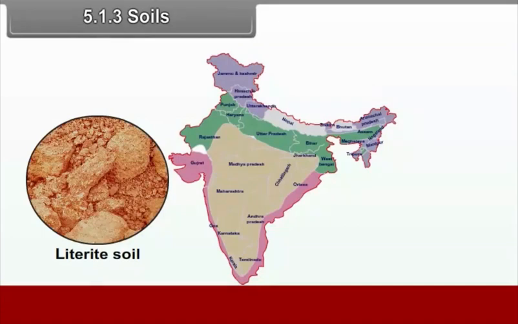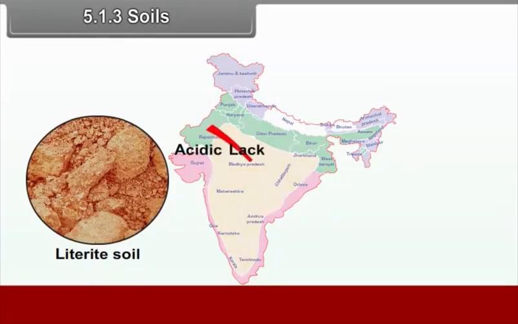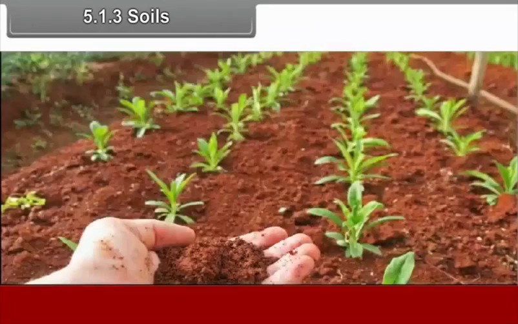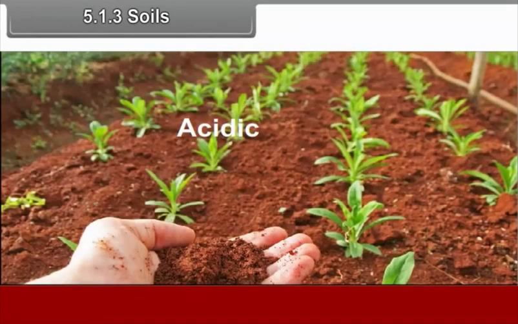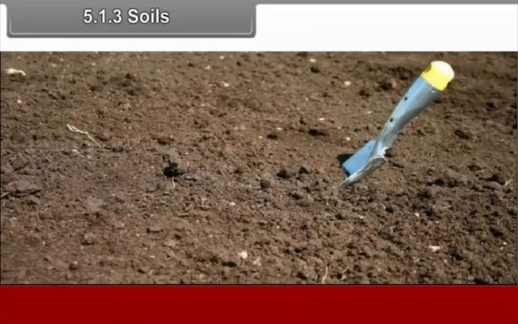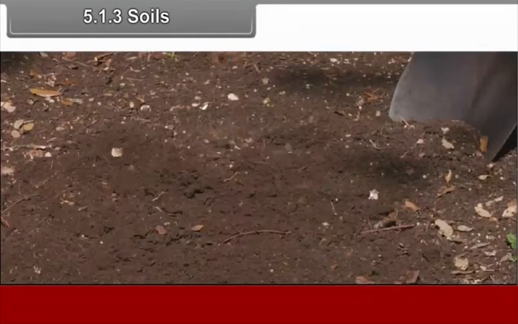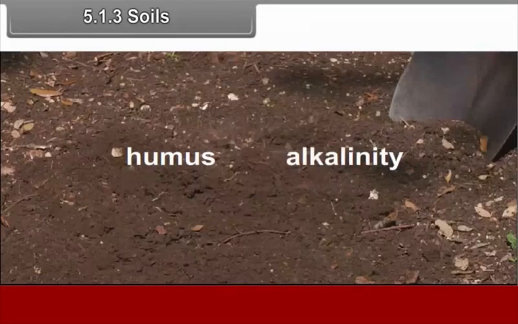Laterite soils exist in the southwestern part and are acidic and lack humus content. Red soils are acidic and deficient in humus content. Tarai soils also lack humus content. Alluvial soils are found extensively and are rich in humus and alkalinity.